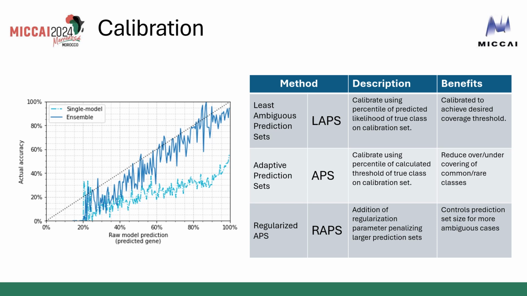However, a big issue is that often the output predictions from our predictor are not well calibrated. So we need to fix that, and the way we do that is via calibration. There are multiple different ways we can do calibration for conformal prediction sets. We looked at three different ones in the paper, and I'm not going to go into too much detail. These are least ambiguous prediction sets, adaptive prediction sets, and regularized adaptive prediction sets. All of these have advantages and disadvantages, and we thought we'd compare them to see how well they did on our dataset.